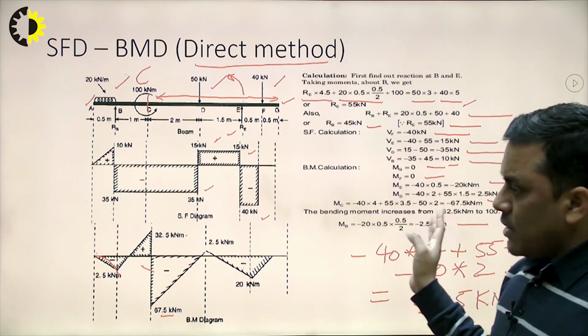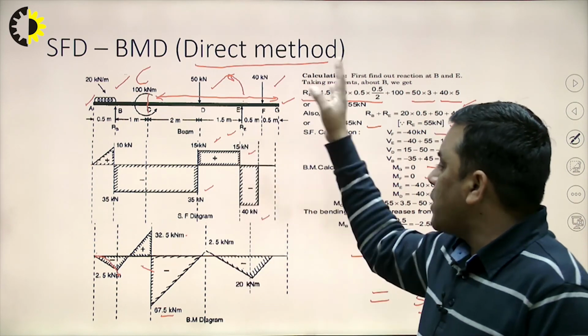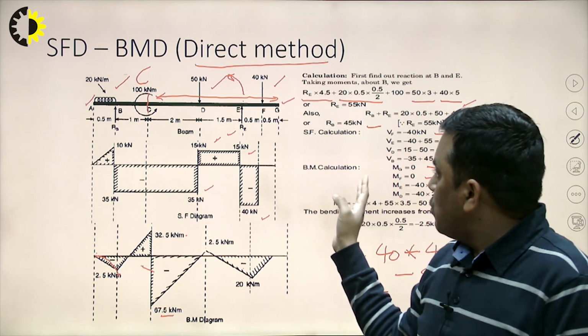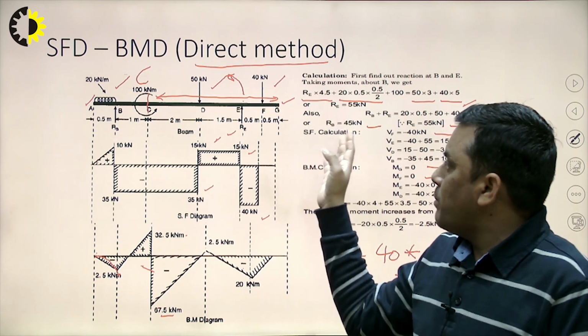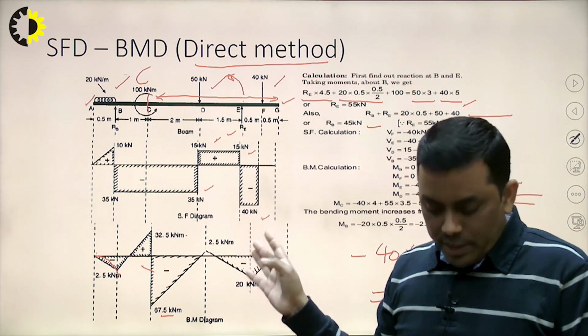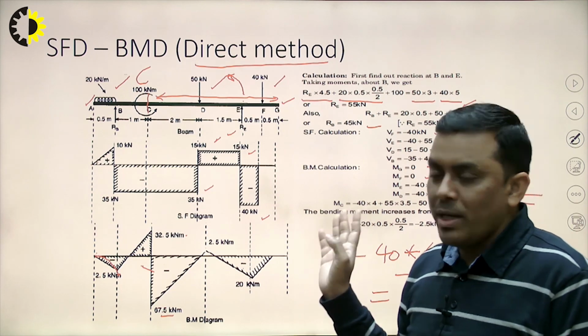So I discussed both ways: one, how to write the equation, and one, how to check whether your problem is correct or not. By both ways you can go with the shear force and bending moment diagram problem. I hope by this discussion I have conveyed how to deal with the shear force and bending moment diagram.